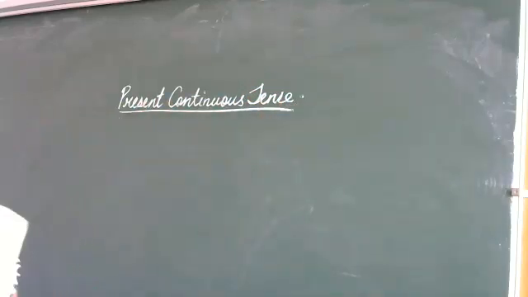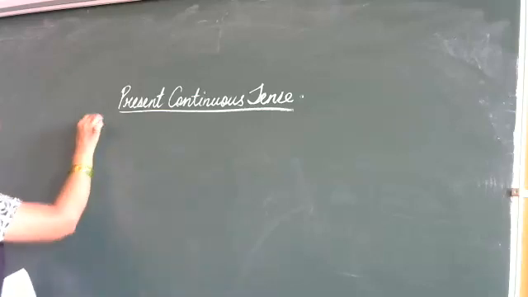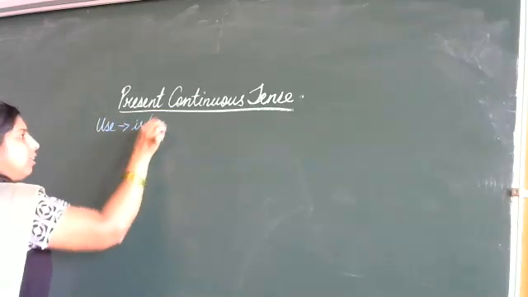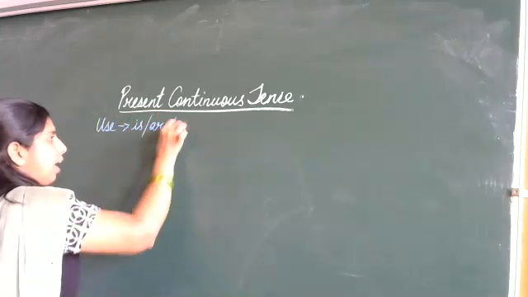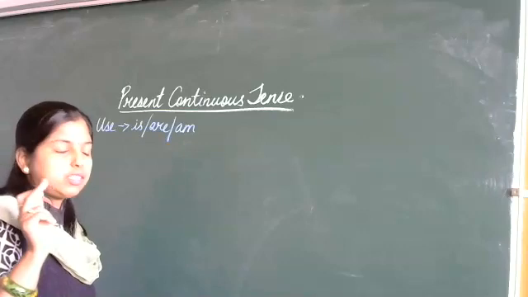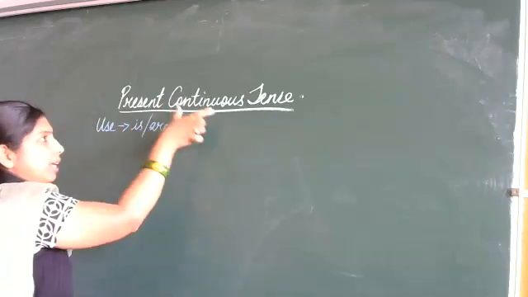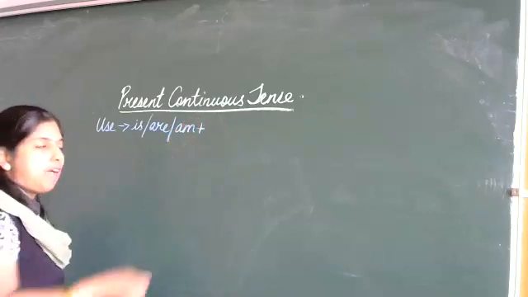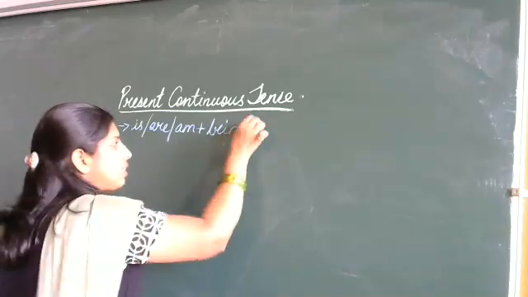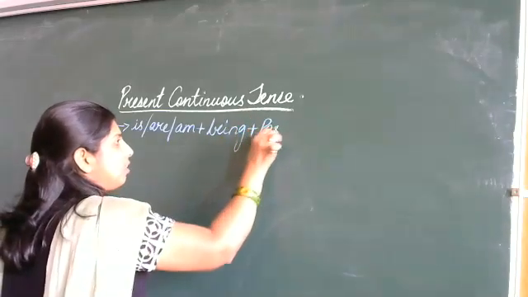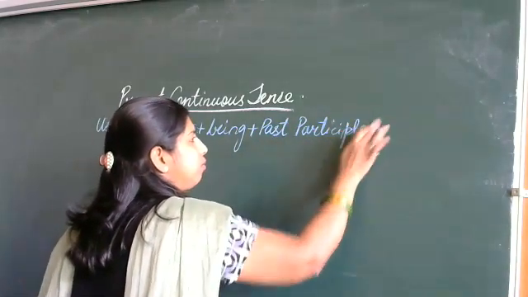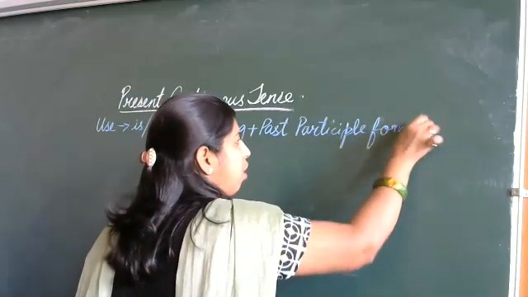Now, which words will we be using here? We will be using is, are, am. Say these three are the same as what we have used in simple present tense. Now this is also present, but it is continuous. Plus, you will have the being form. Being plus past participle form of verb.